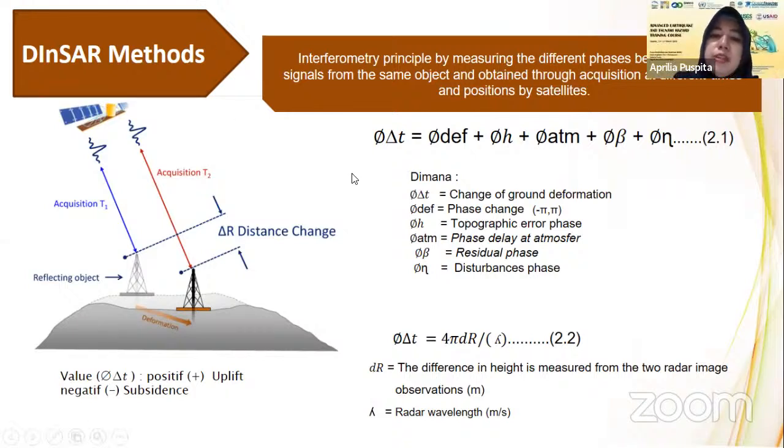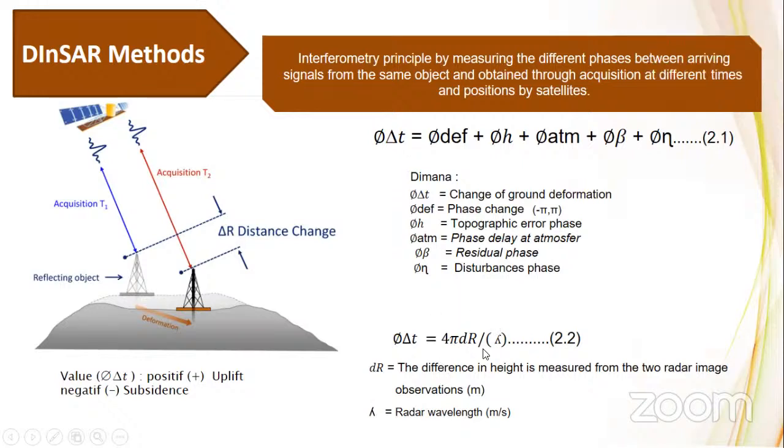But the result of DInSAR is still in phase units, in radians, so we need to convert it with an unwrapping process to get displacement units, with this formula here.